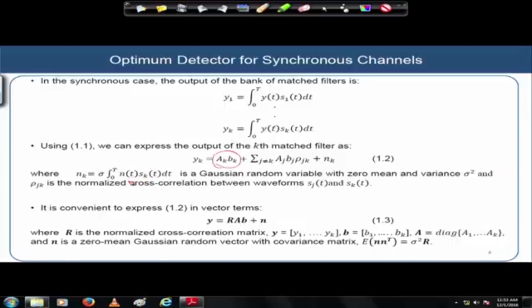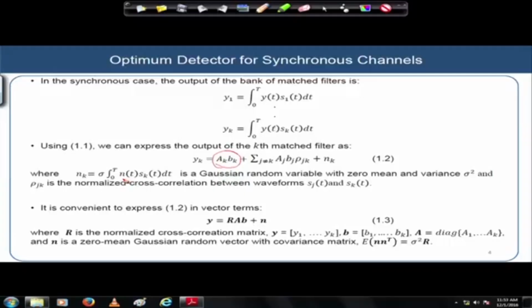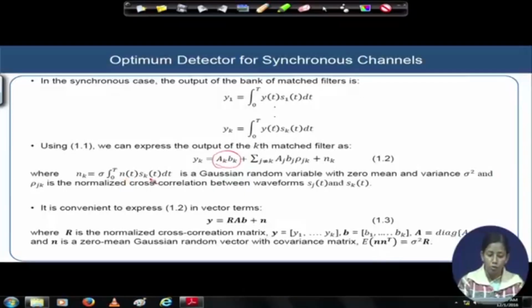As a noise spectrum, we understand in spread spectrum communication that the noise spectrum will be spread in the receiver once multiplied with the signature waveform. Hence it will also be associated with the cross correlation matrix, and that is why the covariance matrix of this noise, given by the mean of n times n transpose, has a relation with the cross correlation matrix capital R. This cross correlation matrix is a contribution of the signature waveform, multiplied with the variance of the noise.